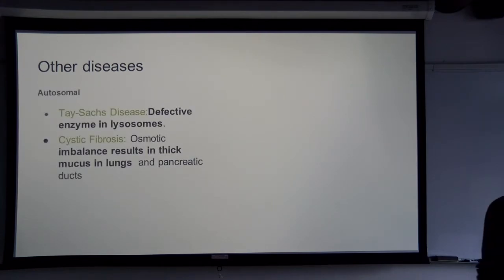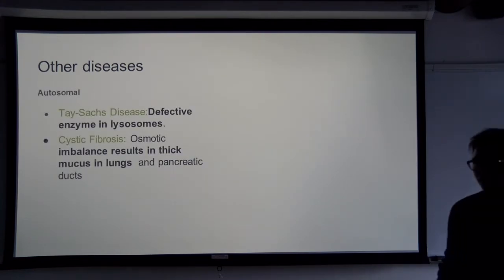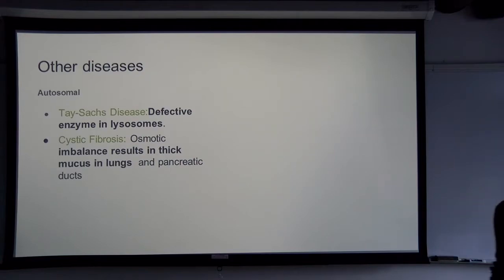Other diseases that you'll probably hear, a lot of times we see this in the reading comprehension section, is Tay-Sachs, which is a defect of the lysosome. Cystic fibrosis refers to an imbalance resulting in thick mucus being in the lung and the pancreatic ducts. Many times we see these in reading passages in the test.